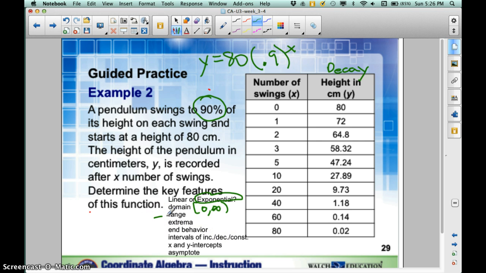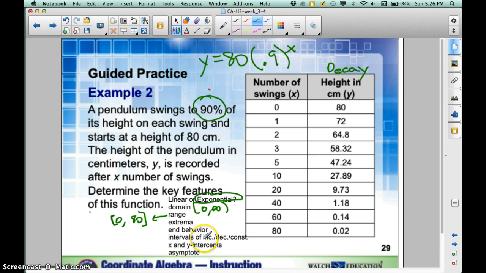For the range, you're looking for all possible values of y. Well, at some point it's going to stop, so our height technically would be 0. And so our range would start at 0. Negatives don't make sense since we're talking about height. Square bracket, because at some point it will actually stop, have no height. And the highest, where it starts, is 80. And so our range is in interval notation from 0 to 80.